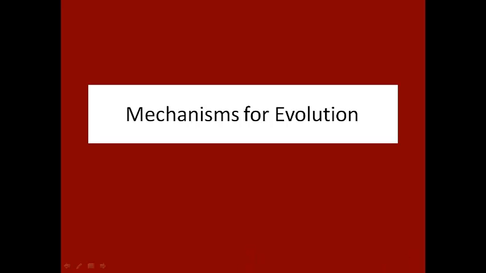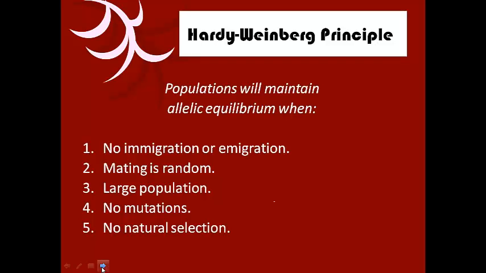But there are other ways too that the allelic frequencies can change, and so we're going to go over those other ways. So just to review here, first of all, the Hardy-Weinberg equilibrium will be maintained when these 5 things are occurring. If we don't have immigration or emigration, no new genes coming in or out, the mating is random, so mates aren't being chosen based on some special attribute that they have. Our population stays large, we don't have any mutations, and no natural selection.